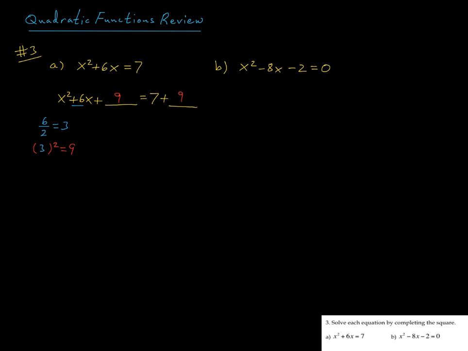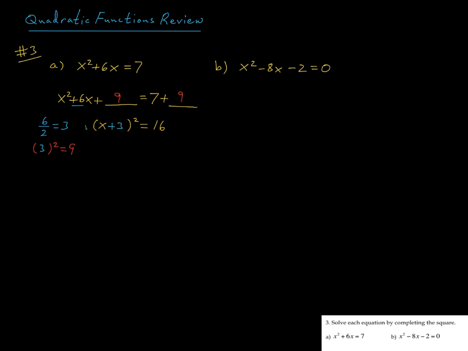And now this thing I see on the left-hand side is a perfect square. And what square is it? Well, it's the square of x plus 3, right? That 3 in the binomial is just half of this coefficient 6. The right-hand side is 7 and 9, and that's 16. And so now we're in pretty good shape.